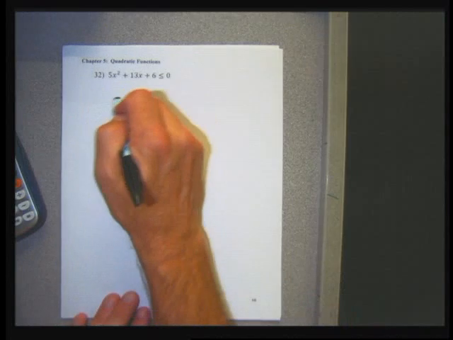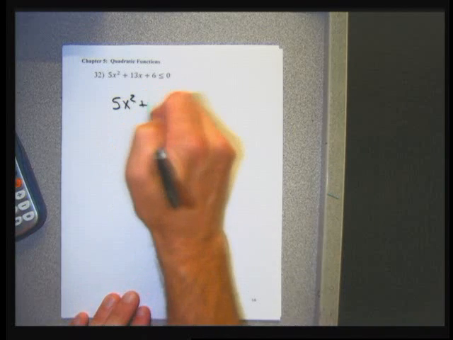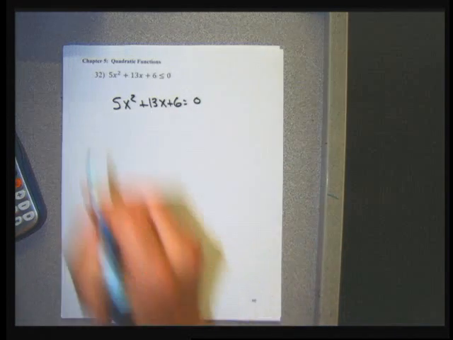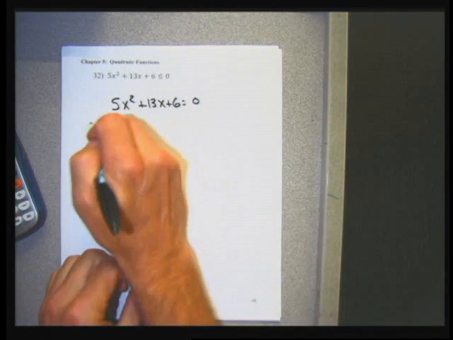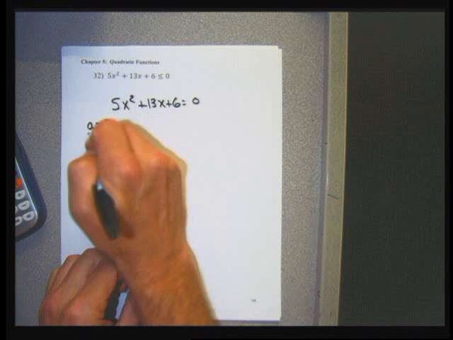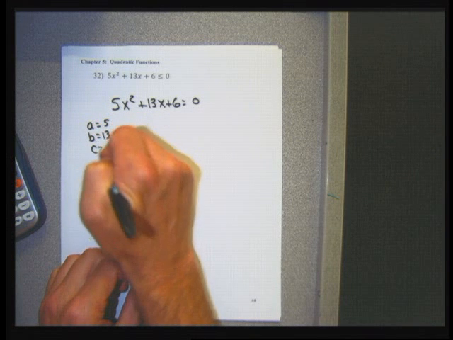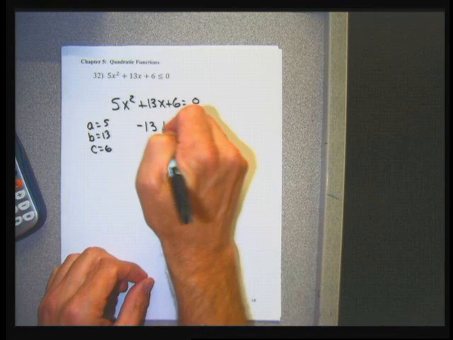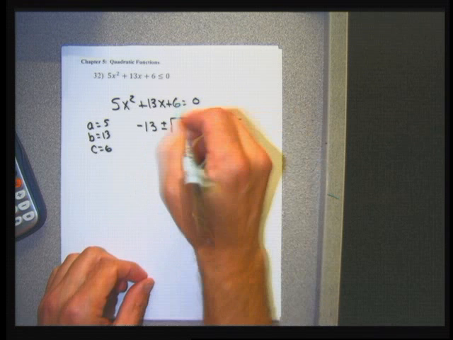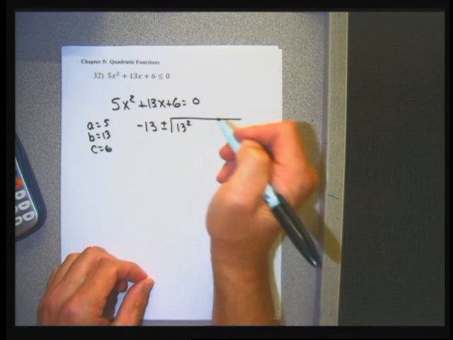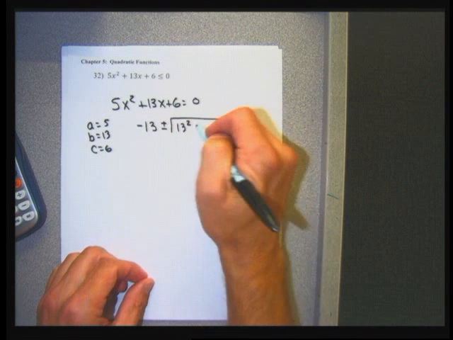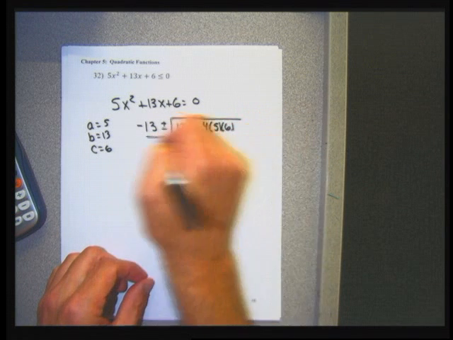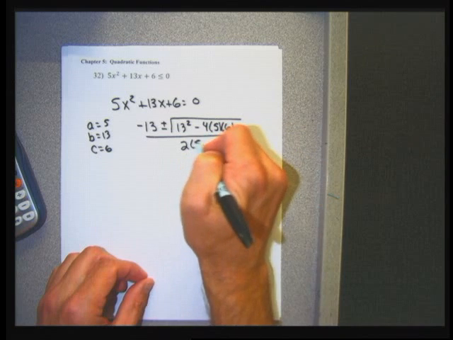32, I'm going to go 5x squared plus 13x plus 6 equals 0. Quadratic formula again, I don't figure I want to do this otherwise. So the A is going to be 5, the B is going to be 13, the C is going to be 6. I'm going to go negative B, which is -13, plus or minus the square root of 13 squared, you don't need a parentheses when the B is positive, minus 4AC, which is 4 times 5 times 6, all over 2A, which is 2 times 5.